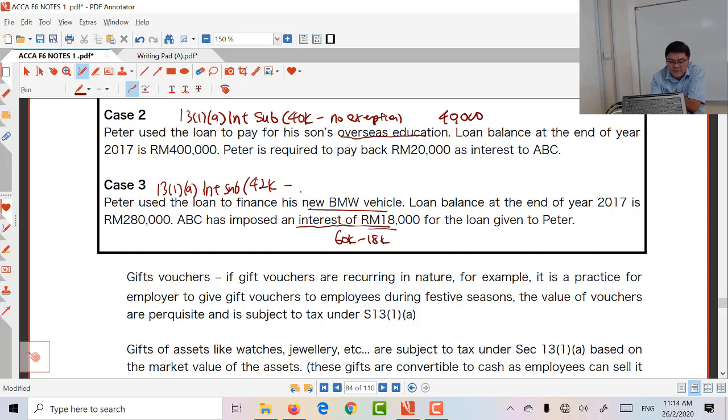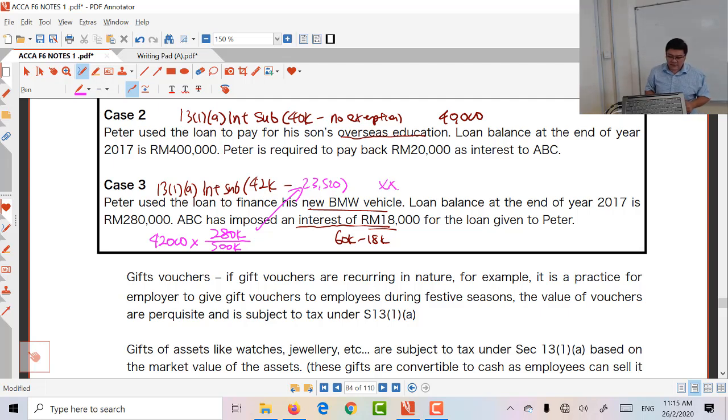And then we're going to use the same ABC formula. So the ABC formula will be 42 times, now what is the figure for B? This time they say the loan balance is 280, so that's the lower amount. So we're going to use 280 over 500. Is it 500? Yeah, 500. So what is the amount that we're going to have for the exemption? We get $23,520. So then the amount is what you assess to tax.